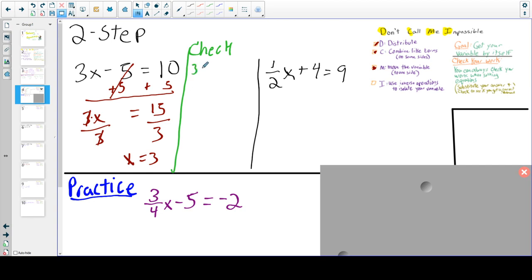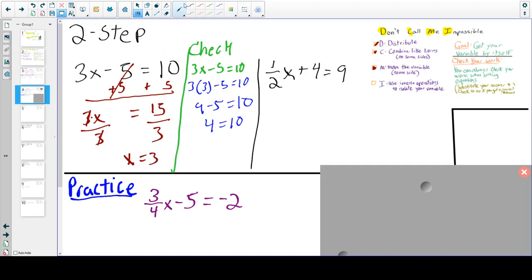So we have 3x minus 5 equals 10. We're going to substitute in our x value and see if it works. So let's do this. 3 times 3 minus 5 equals 10. 3 times 3 is 9. Again, I'm going to bring everything down. I'm not going to skip any steps. 9 minus 5 is 4. Does 4 equal 10? Huh, it doesn't. So that means that my answer must be wrong.